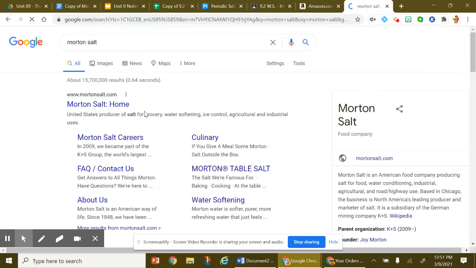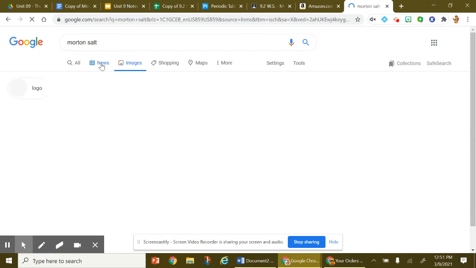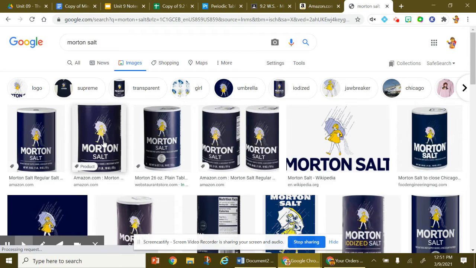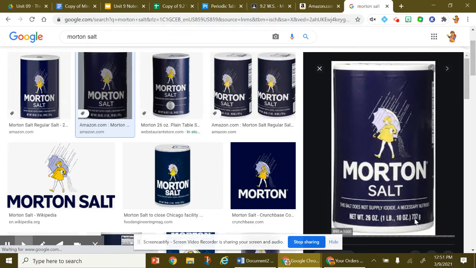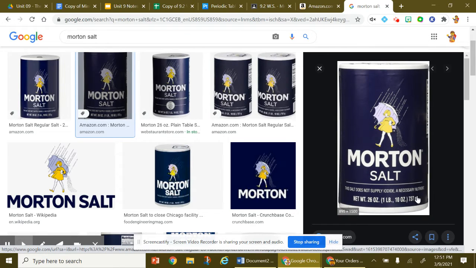If you have one of these packages of Morton salt, that's the one with the girl and the rain, all right? Now take a look at this package right here. It tells you the mass. This package contains 737 grams of salt. So, if you have a substance in your house whose formula you can look up, and you know what mass of that substance you have in grams, then you can figure out how many salt particles are in that container. You can figure out the number of moles of salt in this container.